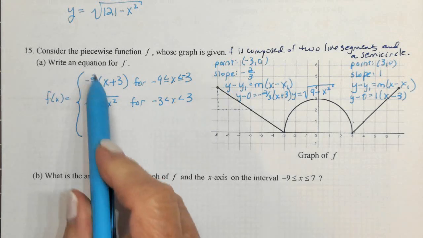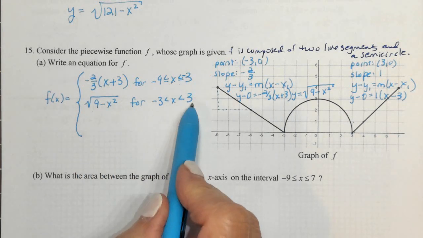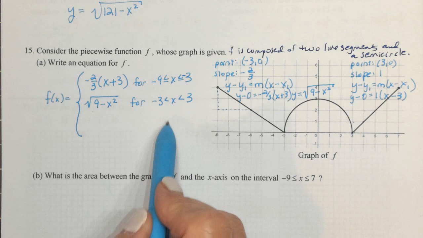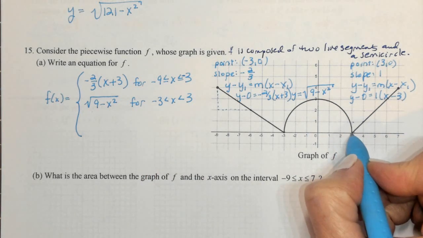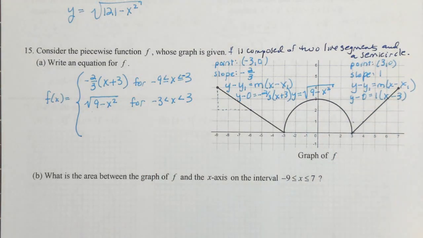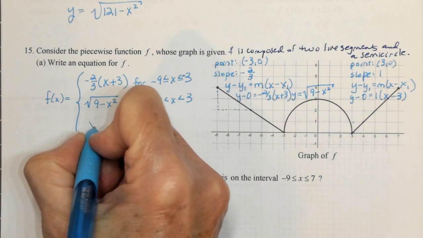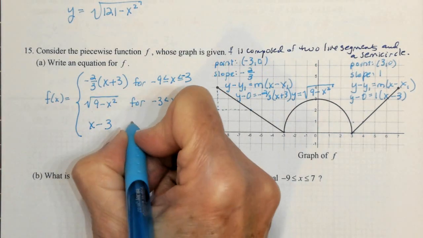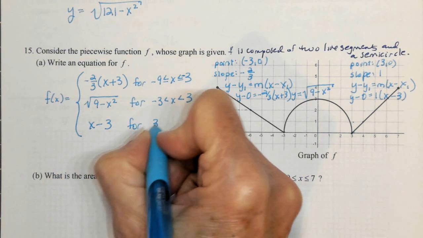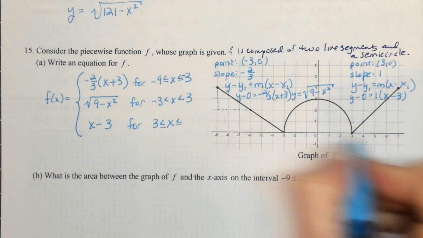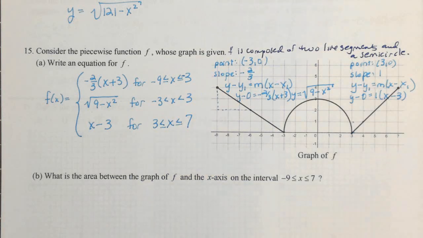Since I set it up this way, I think I'll just include that positive 3 down in my next piece. But since they are the same here, we could go ahead and include both of them. Or I could include the semicircle 3's and not the linear 3's. For our other one, we just have x minus 3. And that is valid for 3 to 7. And that's how easy it is to write a piecewise function. It takes a little time, but it's not hard.